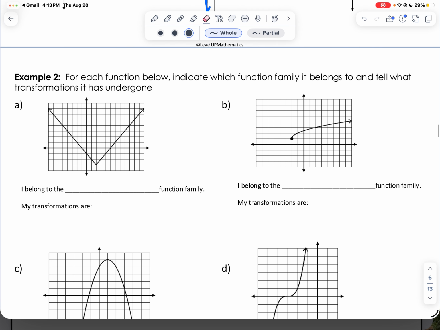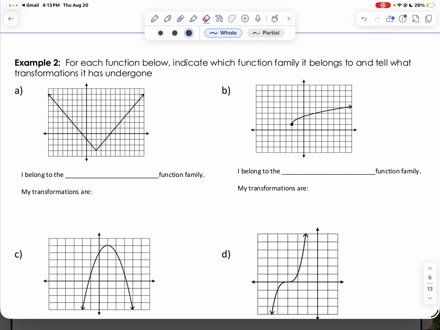All right, example 2. For each function below, indicate which function family it belongs to and tell what transformations it has undergone. So in problem A, we have a V-shaped graph. So it belongs to the absolute value function. And the absolute value parent function has a vertex at 0, 0. So this function has been moved to the right 2 and down 3.